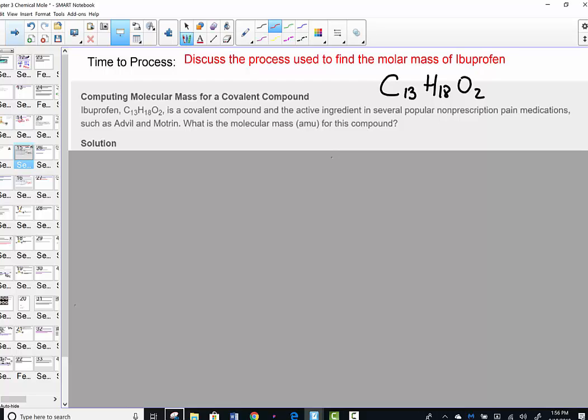Without calculating, not a numerical answer, this is a conversation. Could you check in with a neighbor to make sure you have the same understanding of the process? Describe with your neighbor, how would you find the molar mass of ibuprofen? Ibuprofen has the chemical formula I wrote bigger up on the screen so you can see it. Without solving, discuss the process of what you would do.